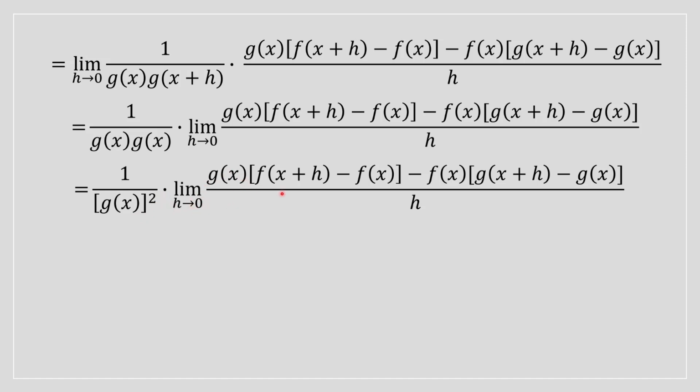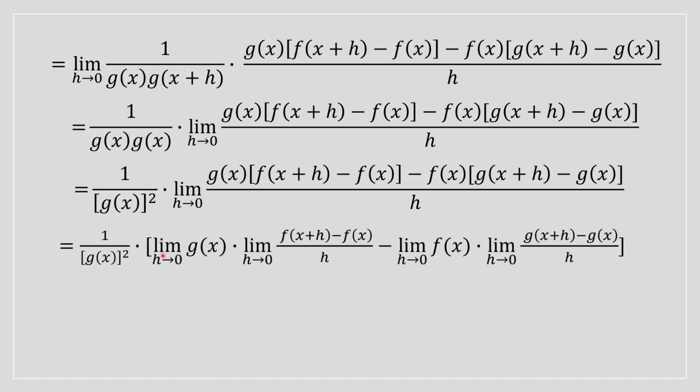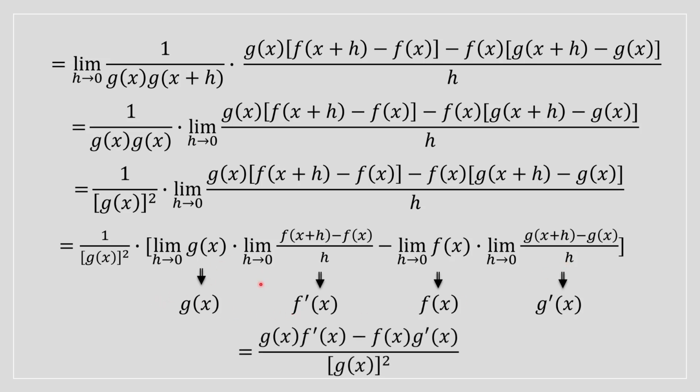Now we're going to break this up into 4 because we have 4 different terms, so it's going to resemble something like this, and we apply the limit to each of these terms. The first term is pretty straightforward, that's just going to be equal to g of x. The secondary term is just going to be equal to the derivative of f of x. Over here, that's f of x. And last but not least, this is your g prime of x. Once you multiply and subtract them all in, you are going to obtain the answer of the quotient rule. And that's basically the proof of the quotient rule.